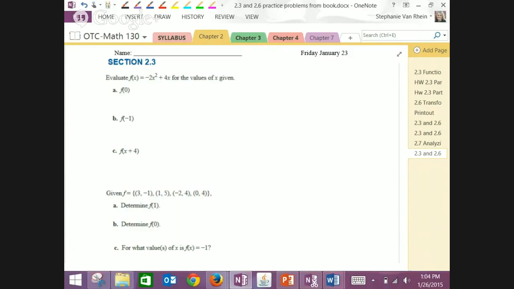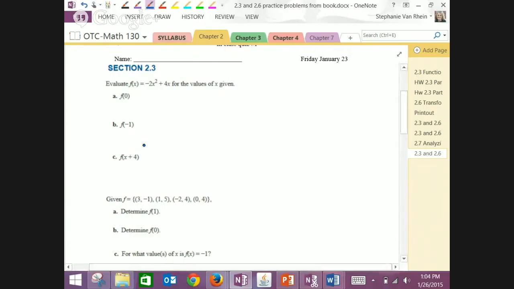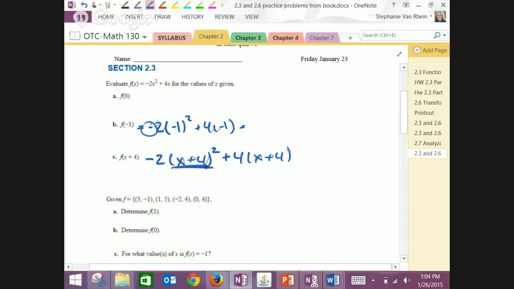Yeah. So I made a mistake there. Got a little excited. Most of you got A. Some of you on B made a small error when you had this -2 times -1 squared plus 4 times -1. You lost the -1 or the -2 when you squared it. So that cost some points. And then the -2 times x plus 4 quantity squared plus 4 times x plus 4. Some things went wrong here.